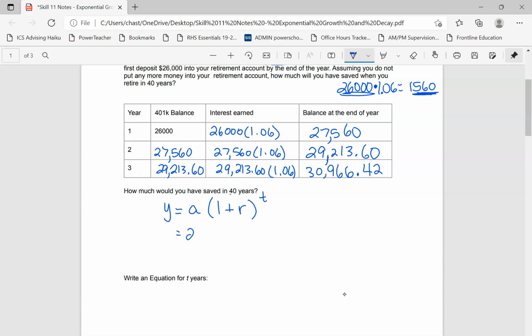Your a is your initial investment, which is 26,000. You have your 1 plus 0.06 raised to the 40th power. So then what we do is we just work this out. We already knew that 1 plus 0.06 is 1.06. If we did this for 40 years, I'm just going to put this in on my calculator. I take 1.06 to the exponent of 40, and then whatever the calculator gives me, multiply by 26,000. And ooh, look at this.